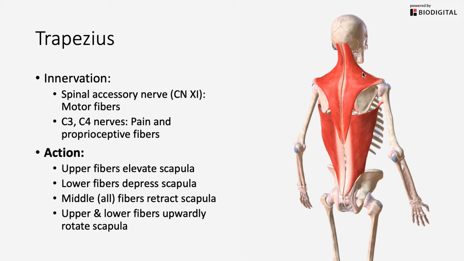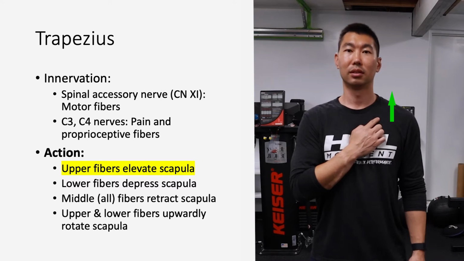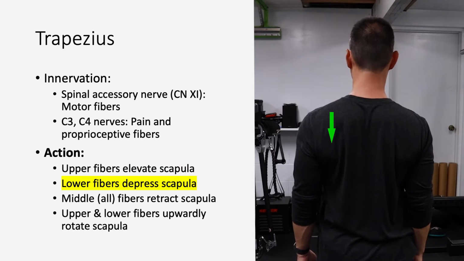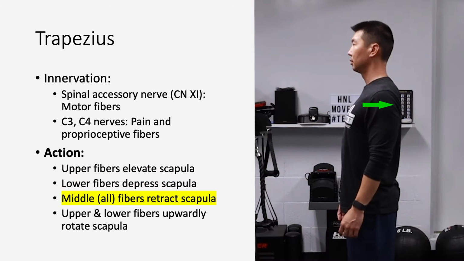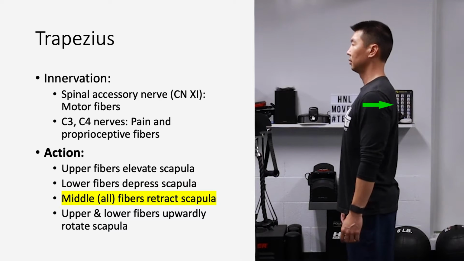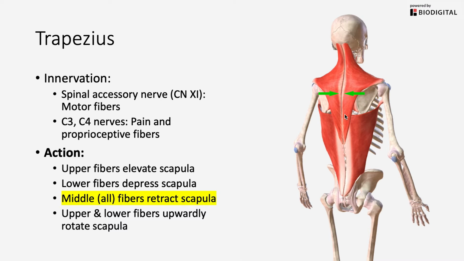Your trapezius has fibers running in different orientation patterns, or different lines of pull. You can see that the upper fibers go from the skull down to your shoulder. And then the lower fibers go in an upward fashion towards the medial side of your scapula. Because of that, it has a lot of different actions. Your upper fibers elevate your scapula. The lower fibers depress the scapula, and the middle fibers retract the scapula, pulling it towards the spinal column.